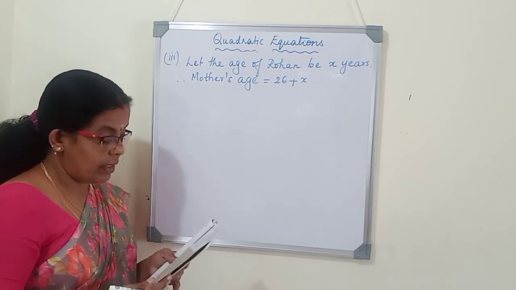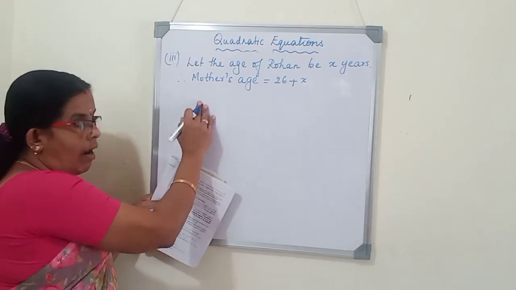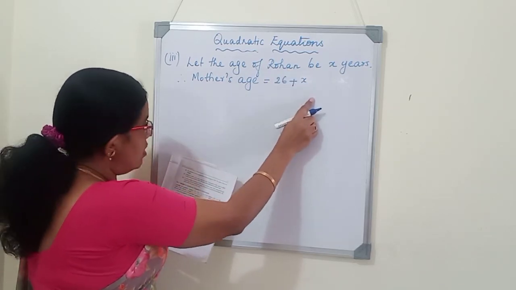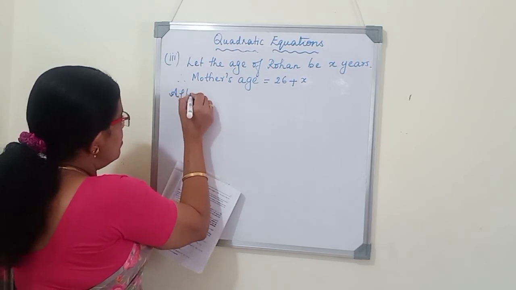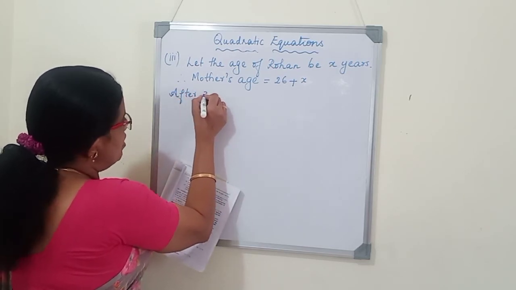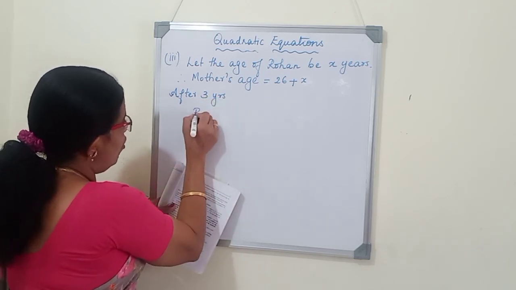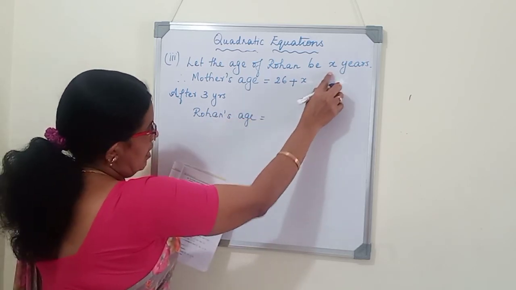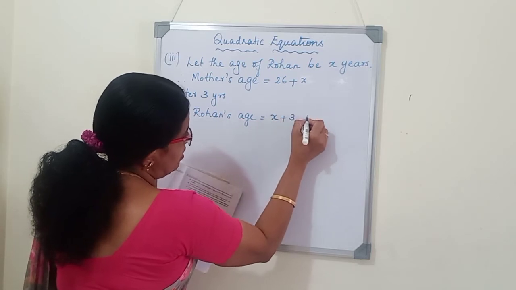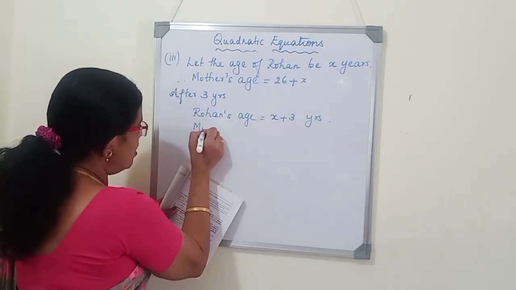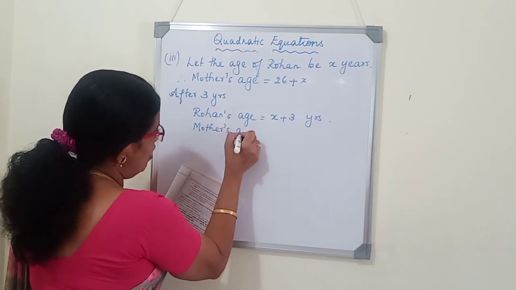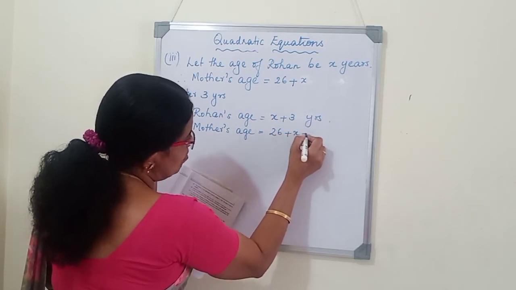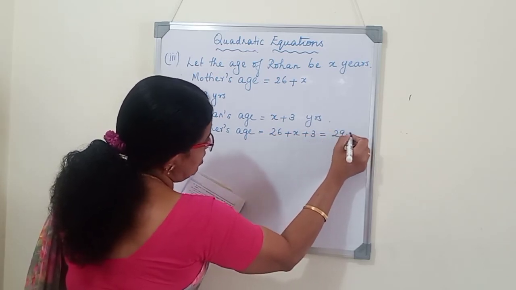Now, the product of their ages 3 years from now, that is, after 3 years, will be 360. After 3 years, the product of their ages, Rohan's age and mother's age, will be 360. So first we will see what is Rohan's and mother's age after 3 years. After 3 years, Rohan's age equals, now present x years, after 3 years, his age will be x plus 3 years. And after 3 years, mother's age: now at present, she is 26 plus x. After 3 years, plus 3 we will write, that is 29 plus x years.